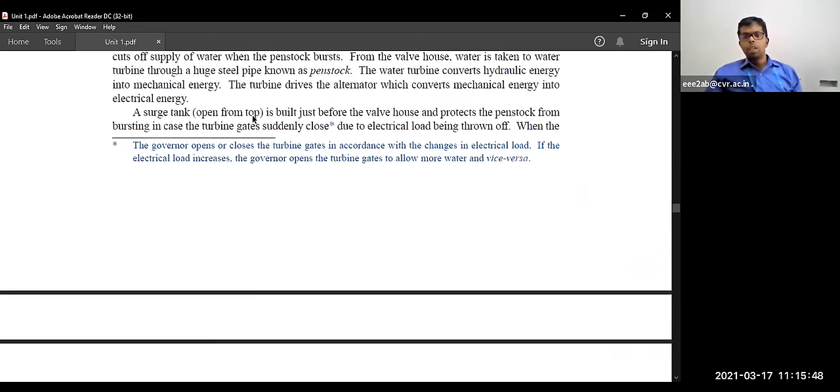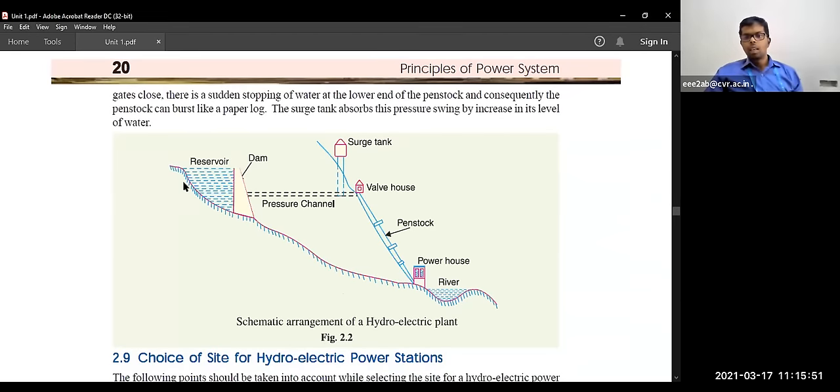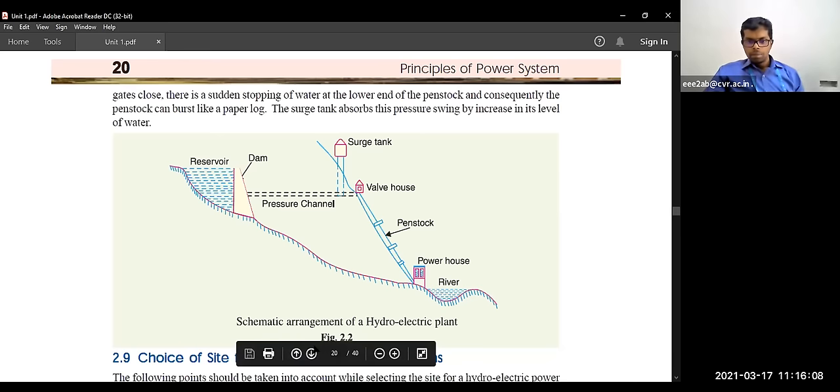Sometimes, if rain is more, they will simply open the spill bay. You call that the spillway. So if I show one photograph now, you will get some idea. I'll show one photograph.